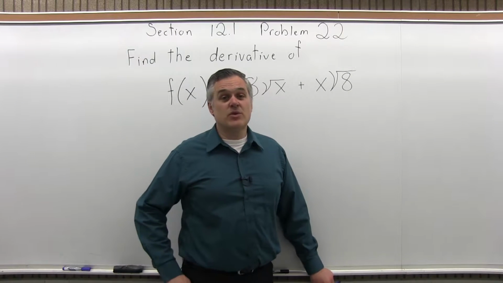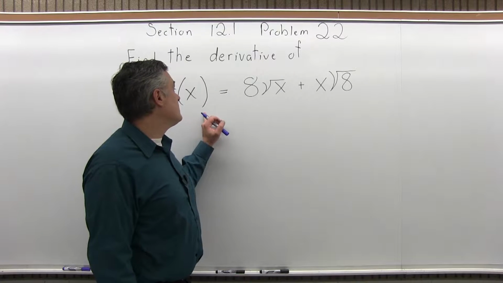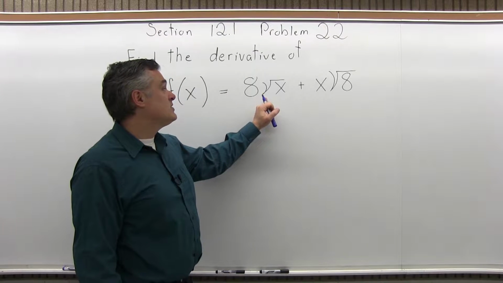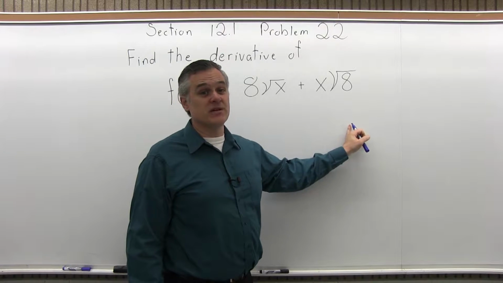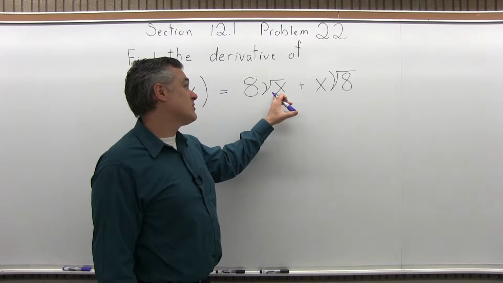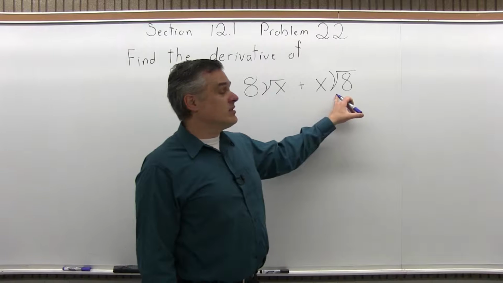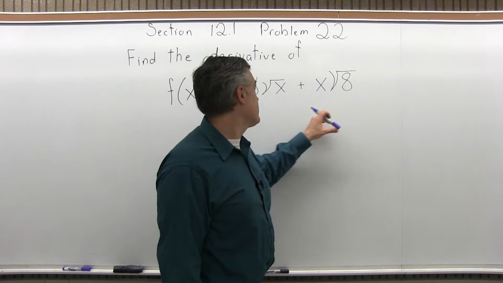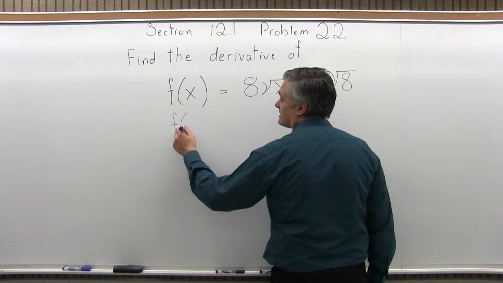This is Section 12.1, Problem number 22. It says find the derivative of the function f of x equals 8 times square root of x plus x times square root of 8. So to get this problem started, I have to replace the square root on the x. I have to make it an exponent of 1/2. The square root on the 8 actually is fine. So let's rewrite this. Again, it's not f prime yet. This is just f of x.